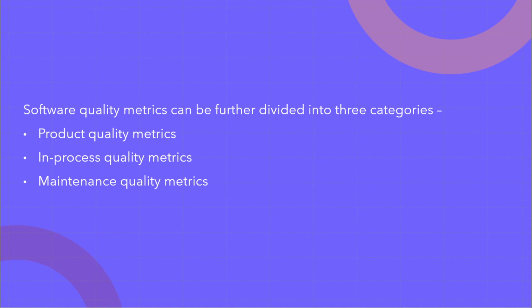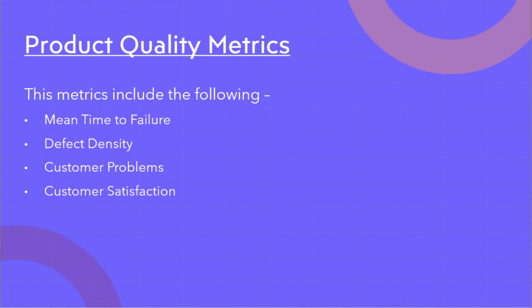Software quality metrics can be further divided into three categories: product quality metrics, in-process quality metrics, and lastly, maintenance quality metrics. In product quality metrics, these metrics include the following: mean time to failure, defect density, customer problems, and customer satisfaction.